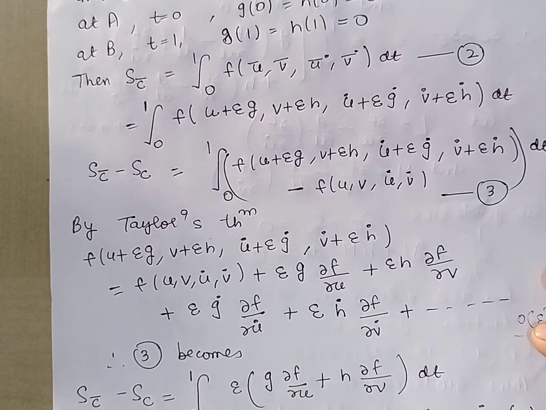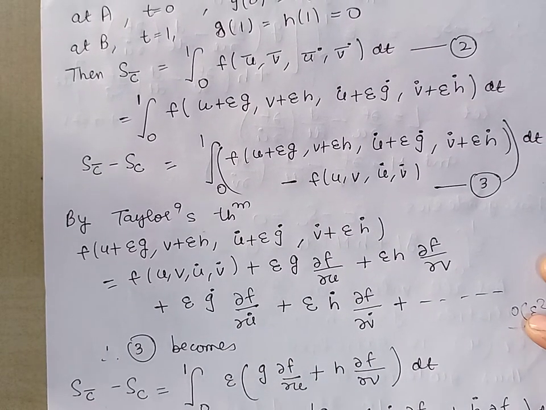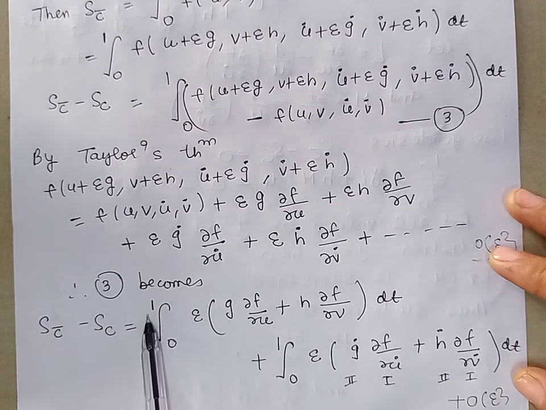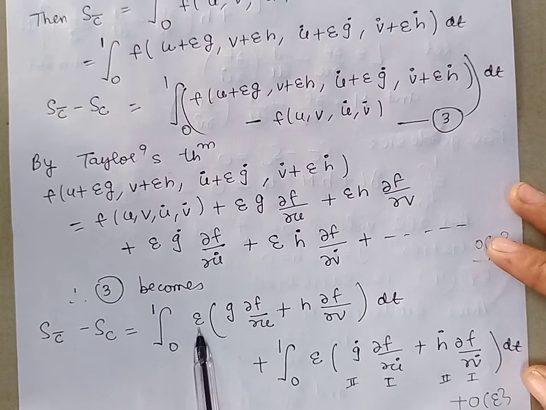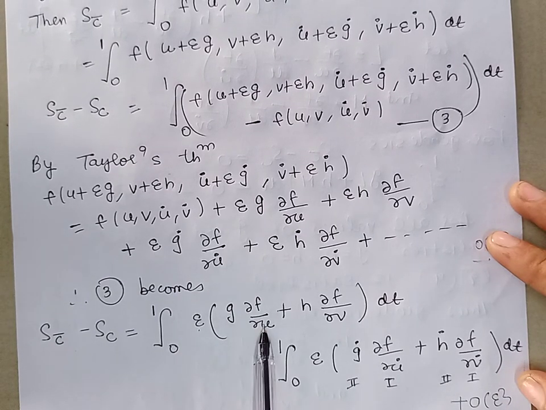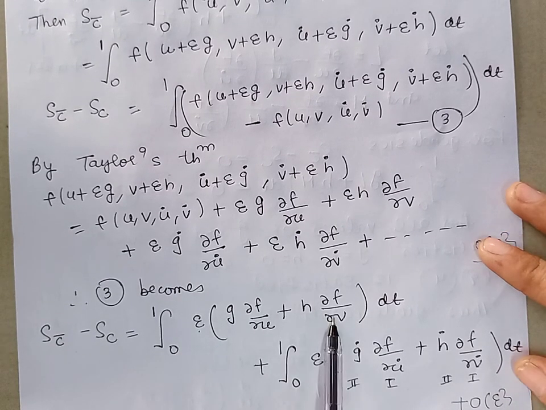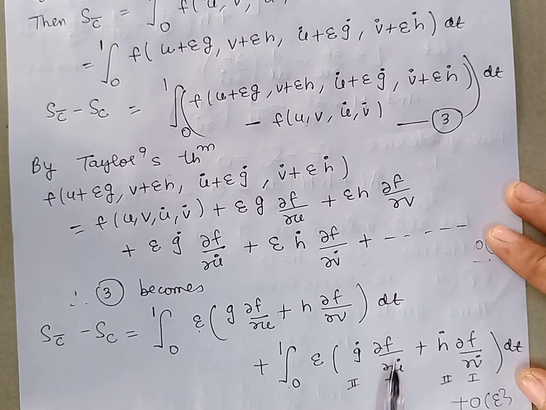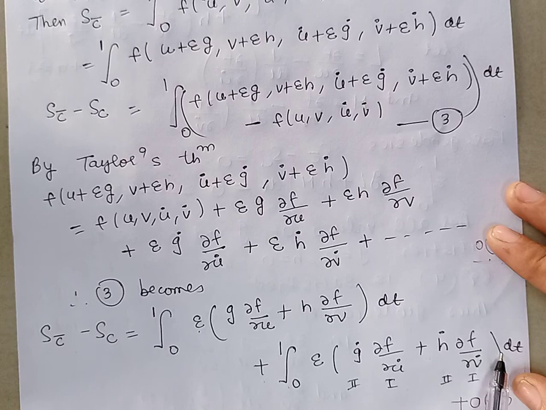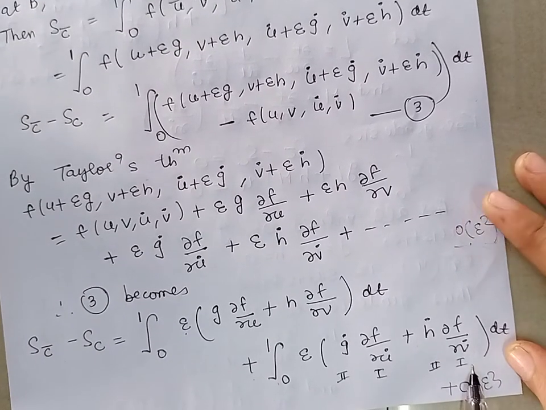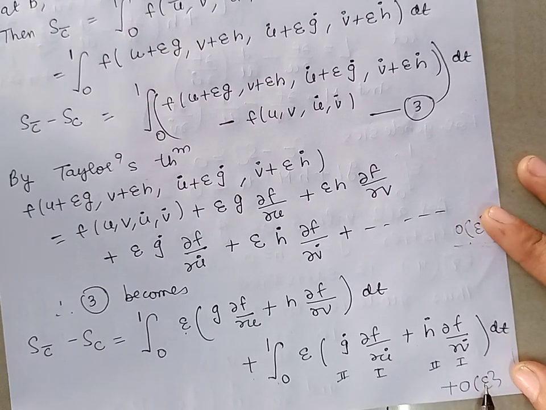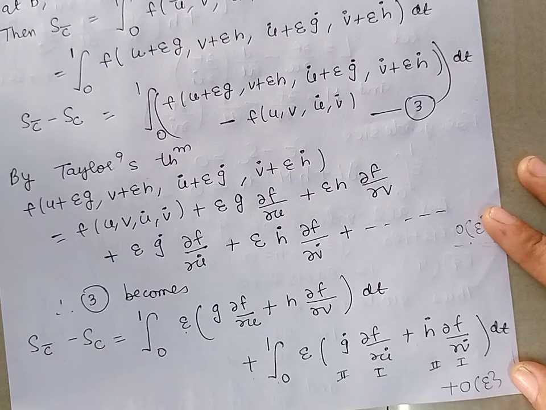So equation 3 will become SC minus SC bar is equal to integral 0 to 1 epsilon into g ∂f/∂u plus h ∂f/∂v, and plus integral 0 to 1 epsilon g dot into ∂f/∂u dot plus h dot into ∂f/∂v dot, and plus order of epsilon square. This denotes the higher power terms in epsilon.